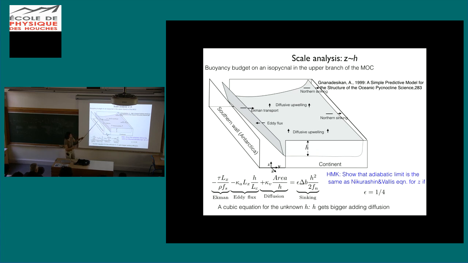And then all of this stuff coming in has to get out, right? And it gets out through the sinking, and that's the convection happening out of that isopycnal. So that's the budget. It's just, you know, very simple physics. Problem is then you have to associate to all these processes a form which depends on one unknown, which is the depth of this isopycnal.